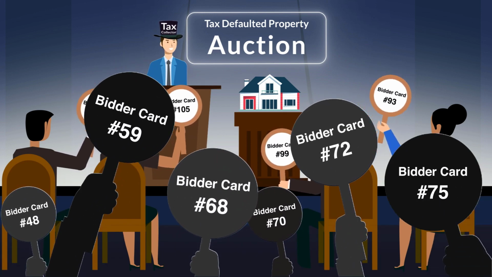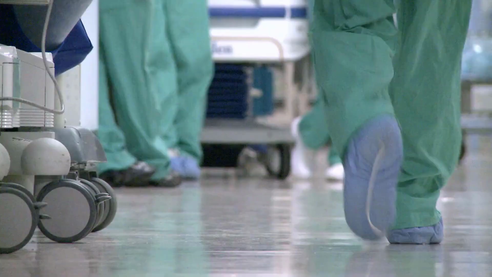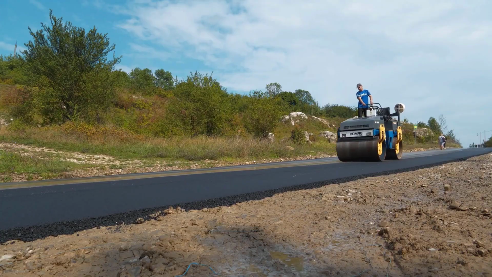A tax-defaulted auction means they're going to start at very close to the back taxes. So they don't care what the property value is. They don't want the property. In other words, the county does not want the property. But what they do want is the revenue, so they can pay county employees, pay the police department, pay the fire department, pay for hospitals, fix the roads, and do things like that.